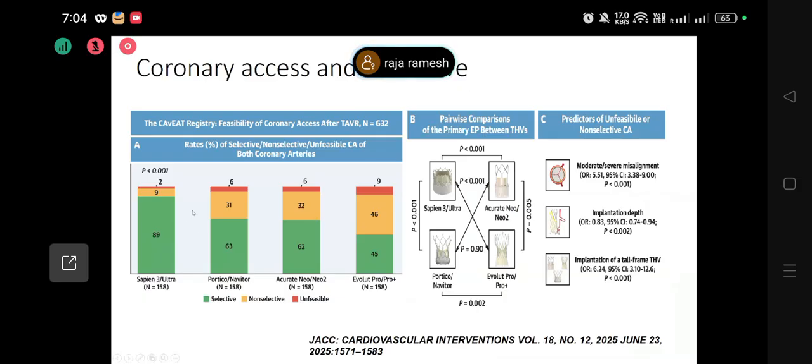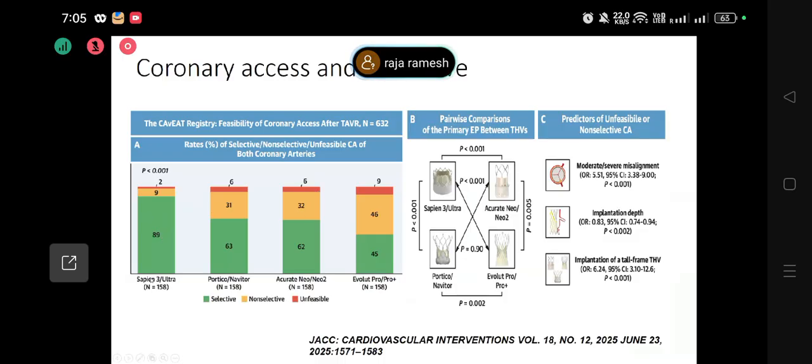This is called the CAVEAT registry. They have studied different valves: Sapien 3 is a balloon expandable valve, ORTO is a self-expandable valve, Accurate Neo is a self-expandable valve, Evolut PRO is a self-expandable valve. In the post-procedure, they studied the feasibility of coronary access after TAVR. The green color indicates exact selective cannulation. The yellow color is non-selective cannulation, meaning the catheter can be somewhere in the sinuses near the ostium, but not exactly in the ostium. In the red color, there is absolutely no access to the coronaries, whatever you do.